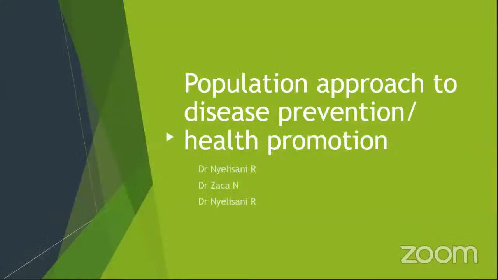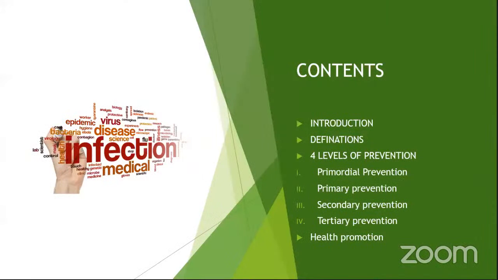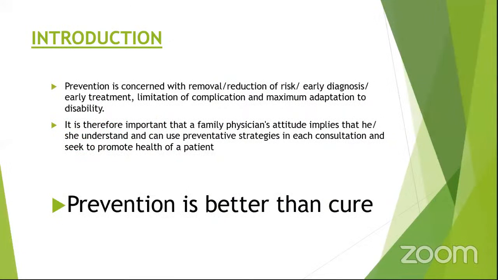Right. So we'll be taking you guys through the population approach to disease prevention and health promotion. This is just an overview of our presentation. We're going to cover 4 levels of disease prevention and health promotion. Prevention involves removal or reduction of risk, early diagnosis, early treatment, limitation of complication, and maximum treatability. It's therefore important that we see every contact with a patient as an opportunity for health promotion.